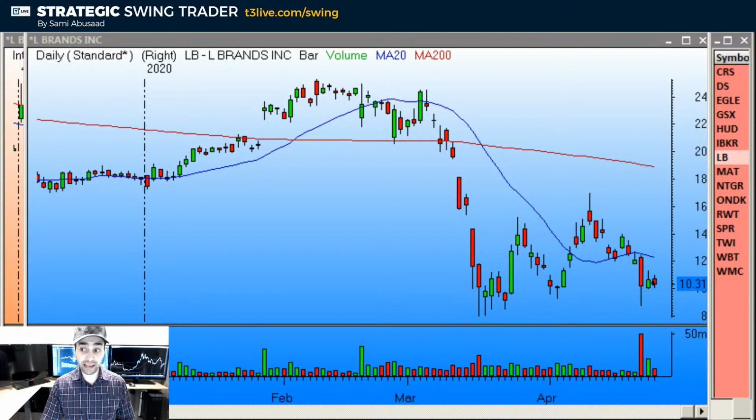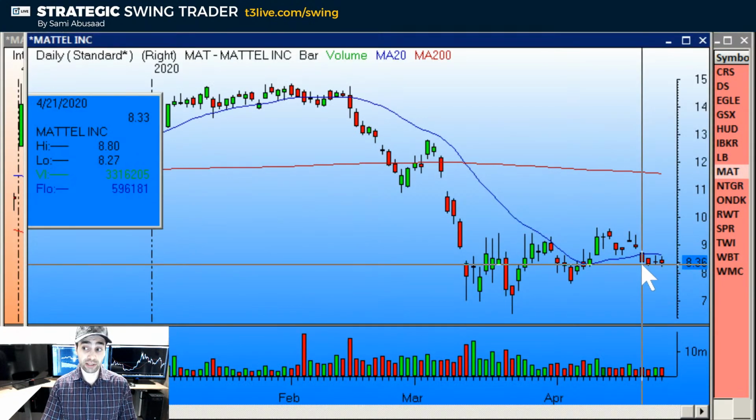So I like this. That's a 1, 2, 3, 4 pattern. I like it short right here, stop right here, and then target is usually the prior lows. So I check the reward to risk on it. It's not there. It's low reward to risk. So if it's a low reward to risk play, I just pass. So LB is low reward to risk.